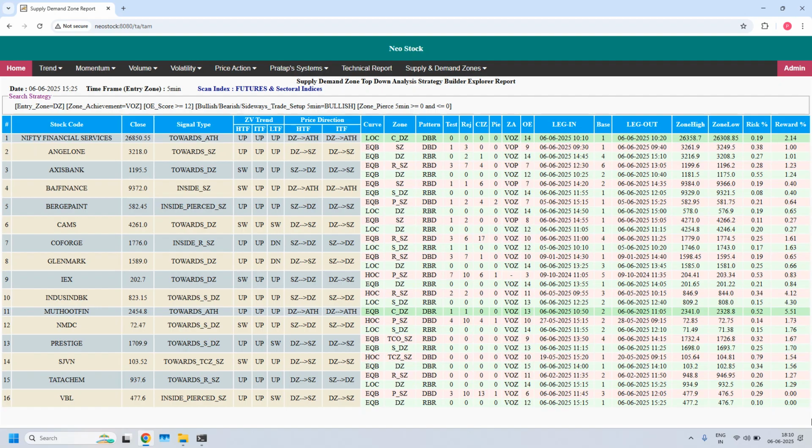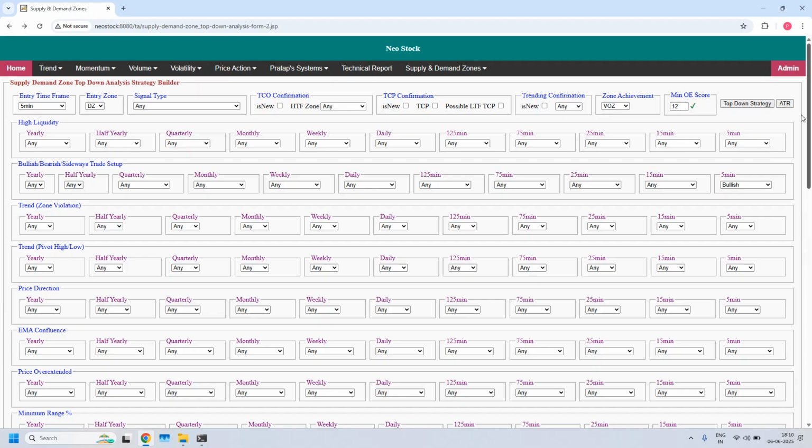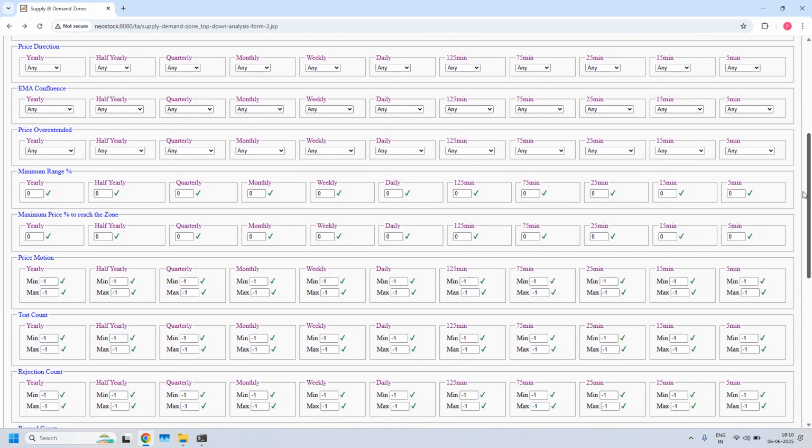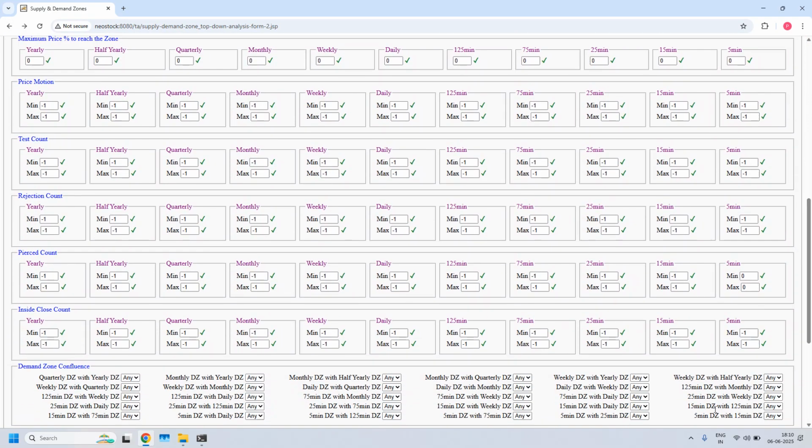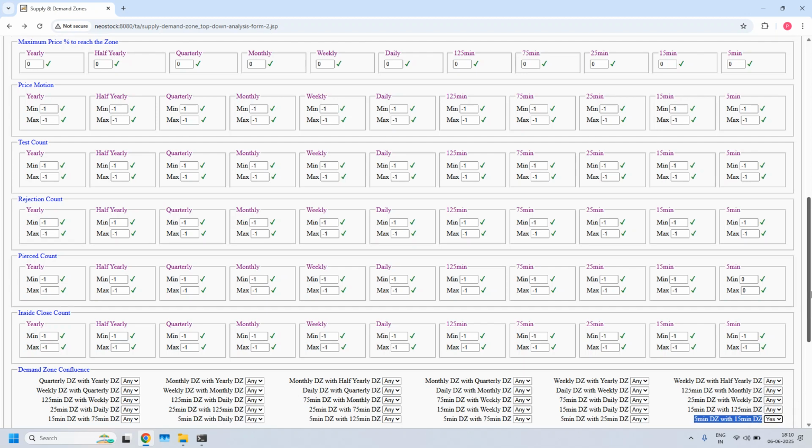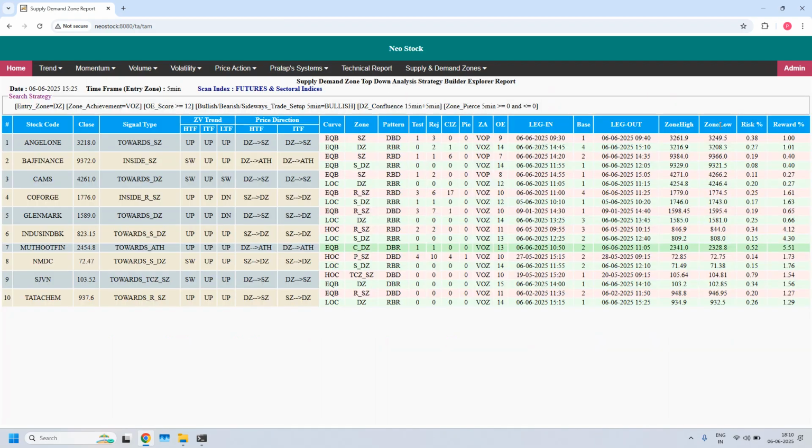Out of the 16 5-minute demand zones, how many have a higher probability of success? Let's verify based on zone confluence. First filter is 5 minutes and 15 minutes demand zone confluence. I'm enabling the filter. By applying the filter, we got 10 stocks. In these 10 stocks, these 5 minutes demand zones are overlapped with the 15 minutes demand zone. But the 15 minutes trend is uptrend in all the stocks.